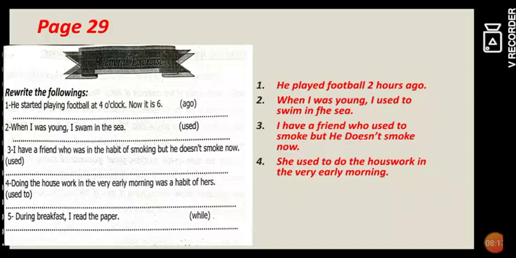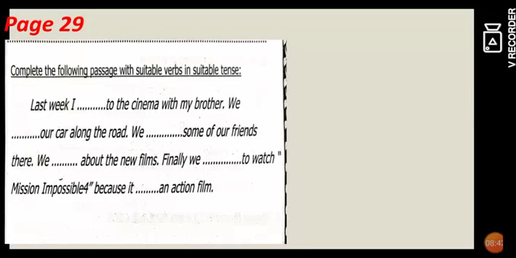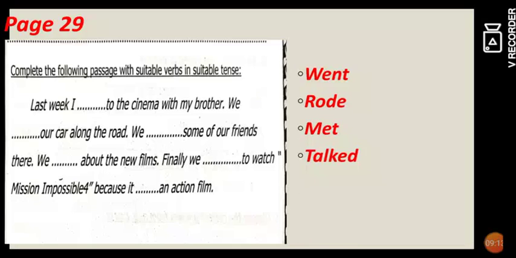Doing the housework every early morning was a habit of hers. As we said before, habit means used to. So here we must start the sentence with the subject, and the subject in this sentence will be she. So the answer will be: she used to do the housework in the very early morning. Number 5. During breakfast, I read the newspaper. While. After while, we put past continuous and in the other sentence past simple. So, I read a paper while I was having breakfast.